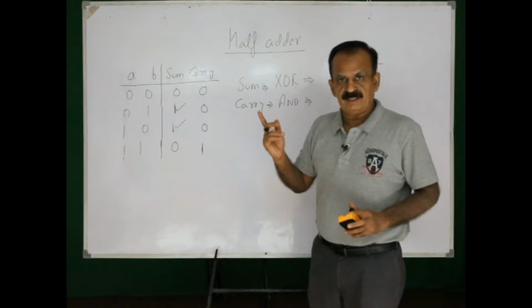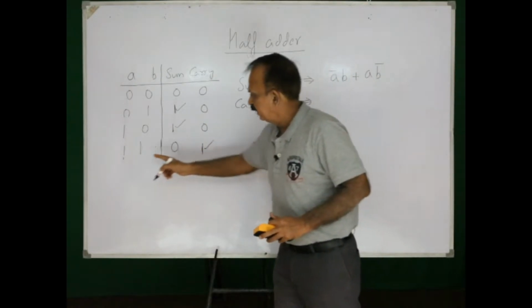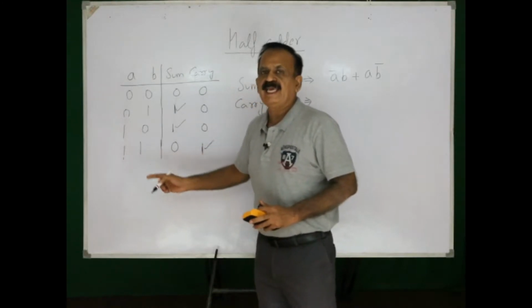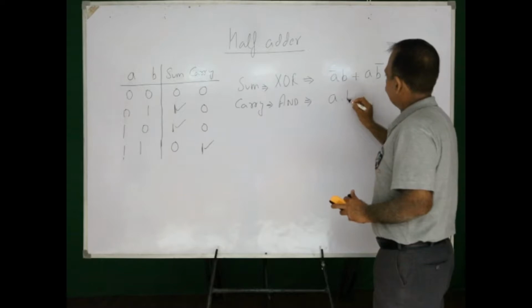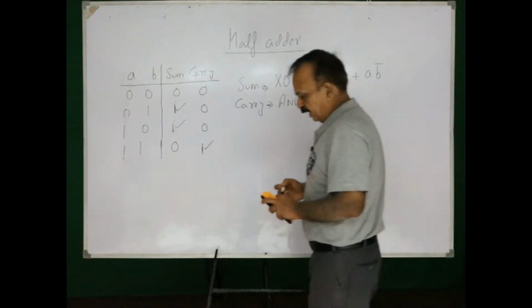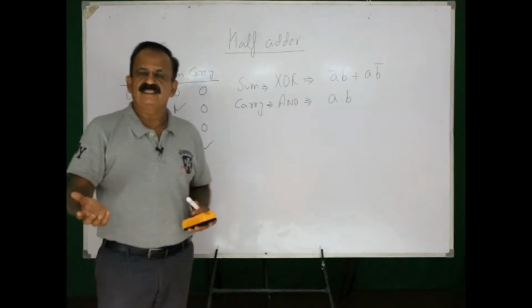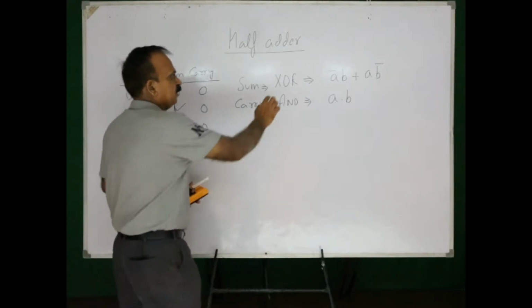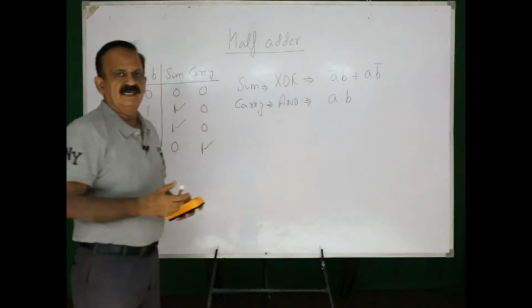In terms of fundamental product, if I see the fundamental product of this entry, it will be nothing but A multiplied by B, because both are 1. So A multiplied by B. Now I got the expressions for sum as well as carry. Similarly, I got even the gates for this sum as well as carry.